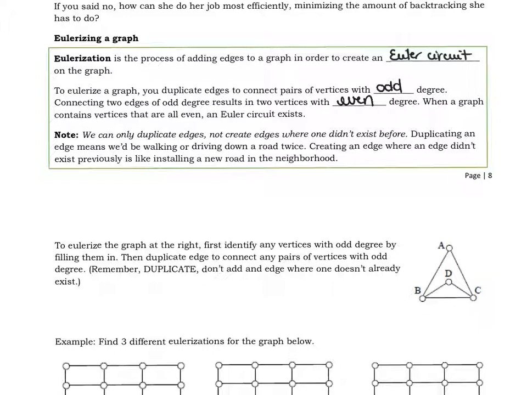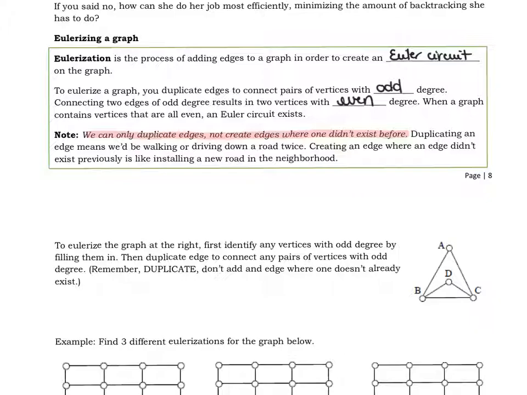Now, be very, very careful here. We can only duplicate edges. We cannot create edges where ones didn't exist before, okay? Duplicating an edge means we walk down the block and at some point we walk that same street again. Putting in a whole new edge between two places means you're creating a whole new street where one didn't exist before. Okay, we're not going to build a new road. We're just going to walk along the same street more than once. So no putting in edges where edges didn't exist, where there wasn't a connector at some point before.